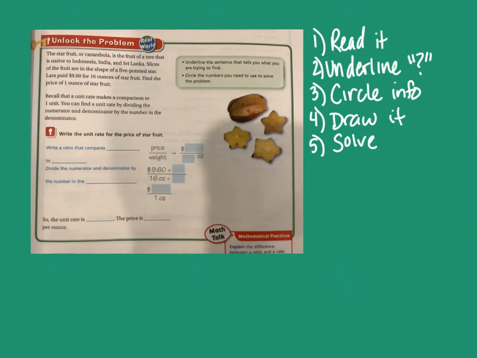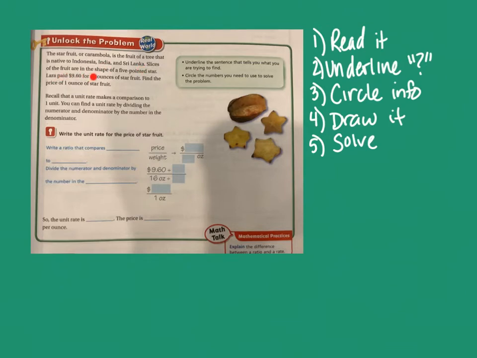All right, so let's take a look at this Unlock the Problem dealing with unit rates. So we have this problem. We're going to take it through our steps for word problems. We're going to read it first. The star fruit, or carambola, is the fruit of a tree that is native to Indonesia. Looks like that's what it is. Looks like a little star. Cute. So native to Indonesia, India, and Sri Lanka.